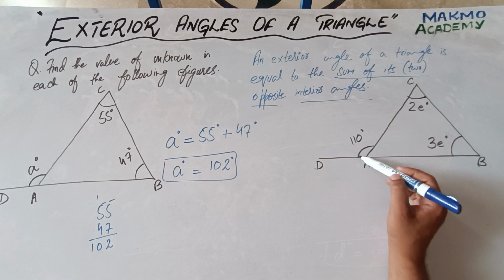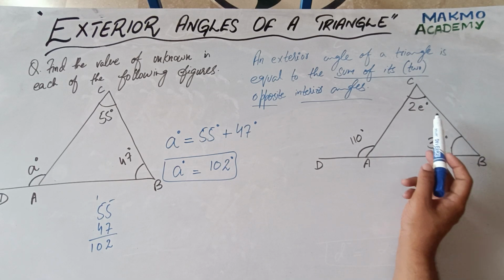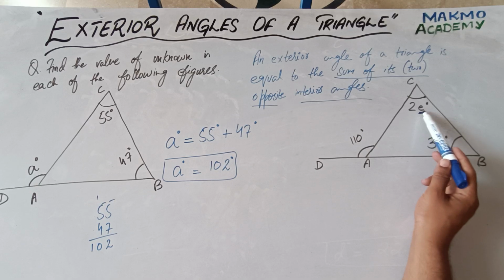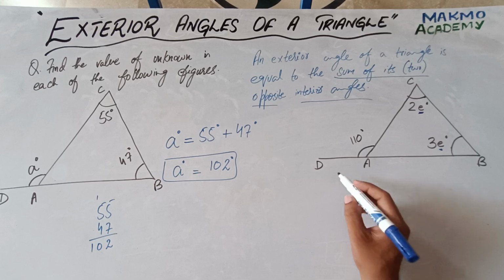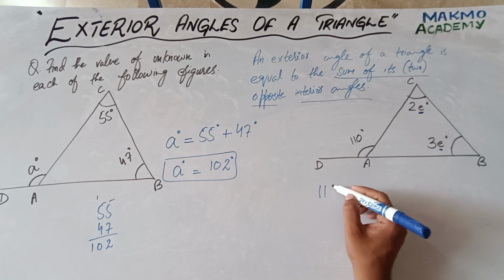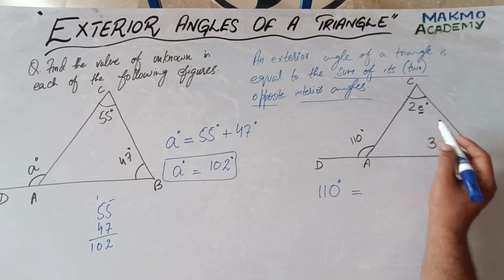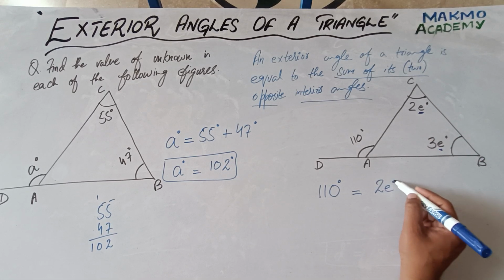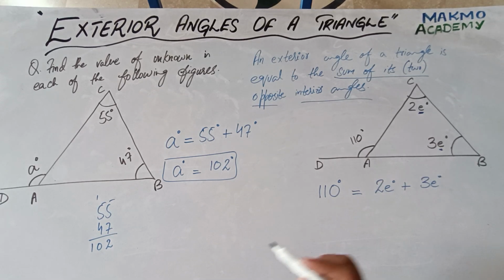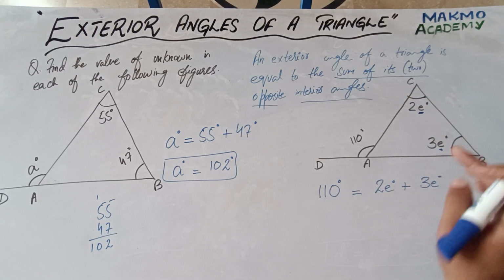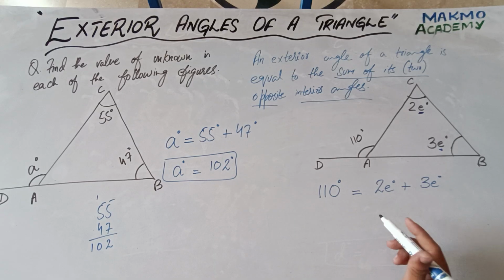In this, the exterior angle is given, and two opposite interior angles are also given, but in terms of e. e means the unknown angle. So again we will apply the same property. The exterior angle is equal to the sum, sum means plus, of its two opposite interior angles. These are the two opposite interior angles, whether they are unknown or known. So we just have to apply the property.